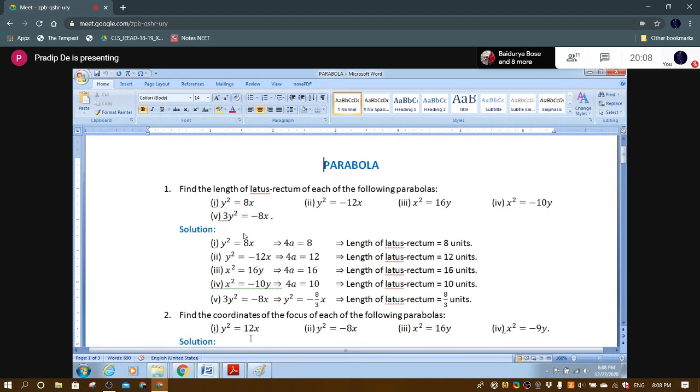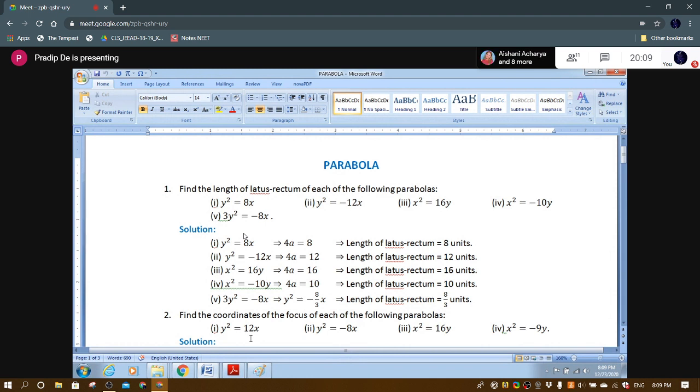In type 1, where is the focus? a comma 0. What is a? The coefficient of x will give you 4a. So 4a is 12. Therefore, a is 3. Therefore, where is the focus? 3 comma 0.